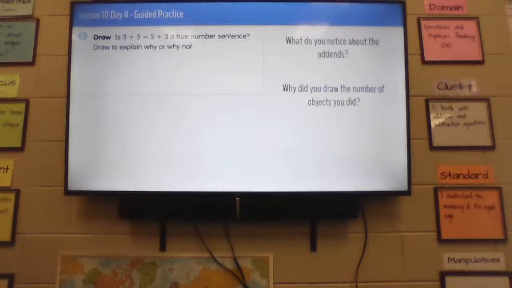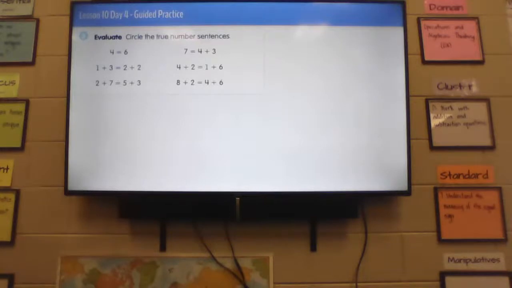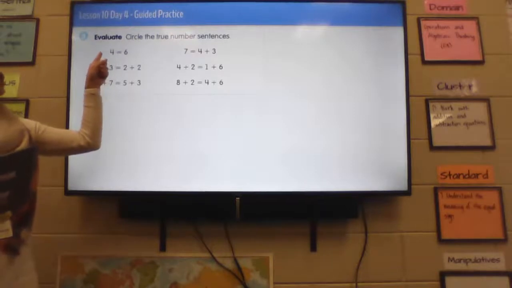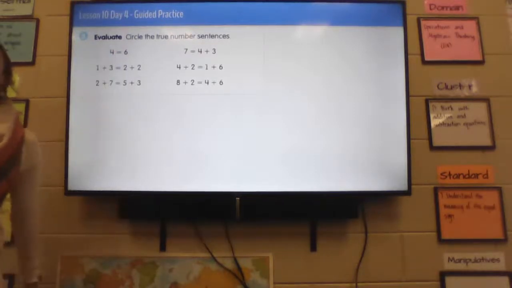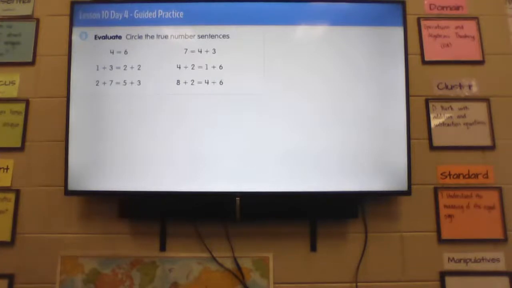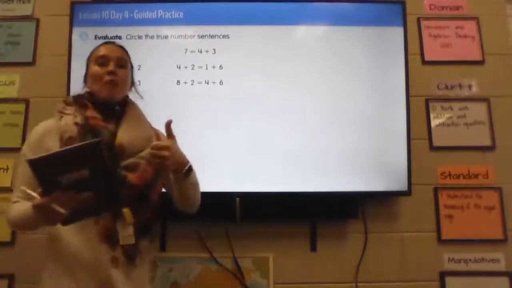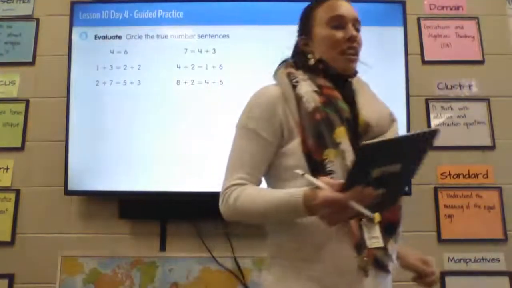All right. Let's look at number 3. Uh-oh. Now we've got to figure out which ones of these are true. So we're going to put an X over the ones that are not true, and we're going to circle the ones that are. So let's start right here. 4 is the same as 6. Do you think that's true or do you think that's false? Thumb up if it's true. Thumb down if you don't think that's right.